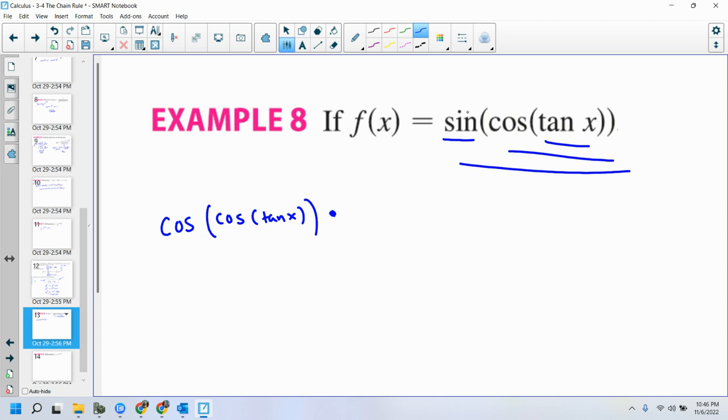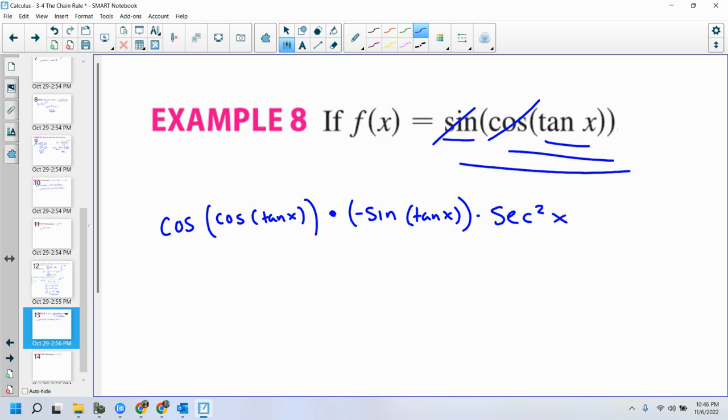times, and now we've peeled away the sine. Let's find the derivative of cosine. Well, the derivative of cosine is negative sine. So negative sine of tangent of x. Okay, we've peeled away that layer, times the derivative of tangent. Now, the derivative of tangent is secant squared. So we say times secant squared of x.